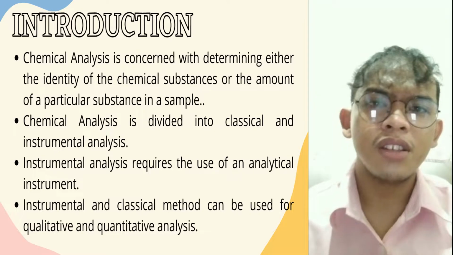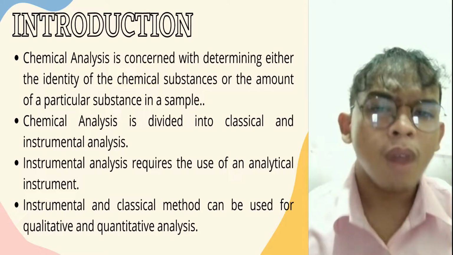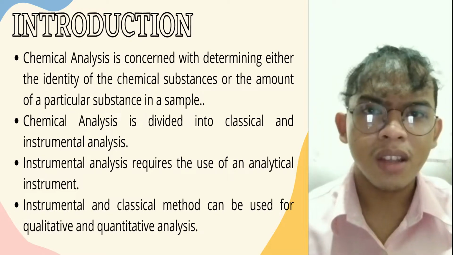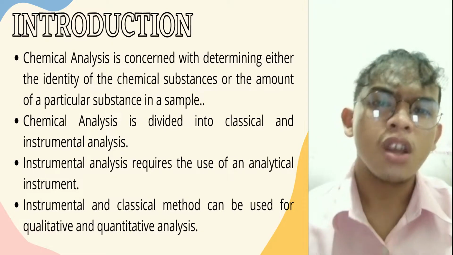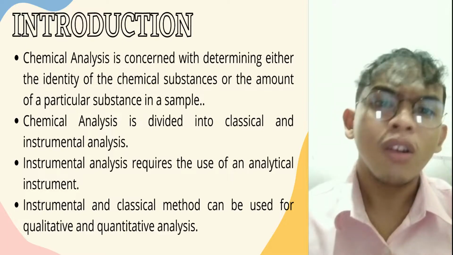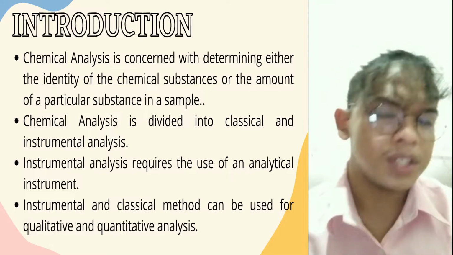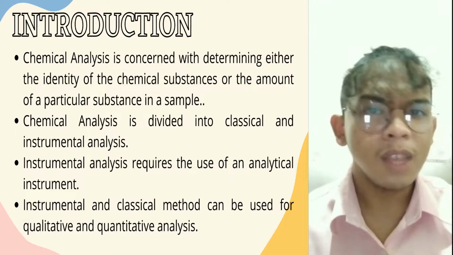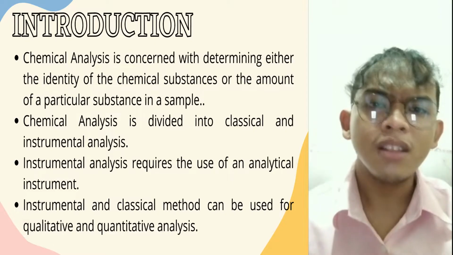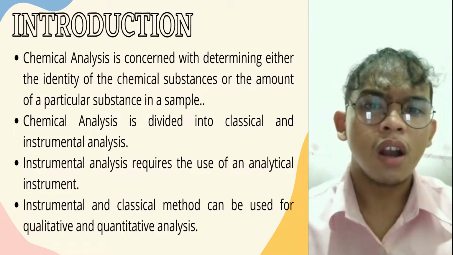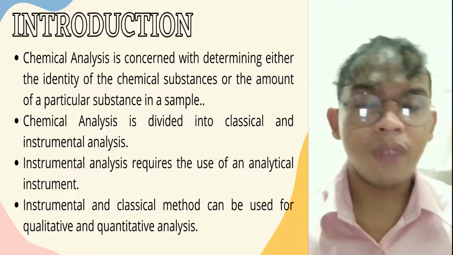Chemical analysis is concerned with determining the identity of a substance or the amount of a particular substance in a sample. Chemical analysis consists of collecting a sample, treating it chemically or physically, performing a laboratory or non-laboratory experiment, then manipulating the required data, and of course, getting a meaningful result. Chemical analysis is divided into two.